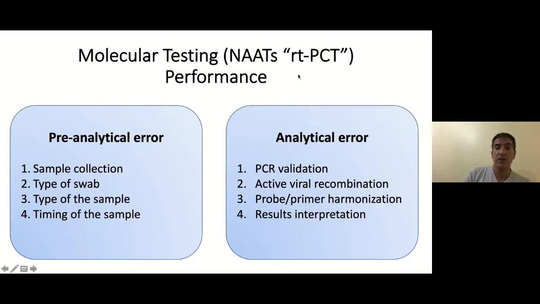When you're talking about the limitations of PCR performance, we can divide them into pre-analytical and analytical error. Analytical refers to the kit itself, the test itself. There is a flaw or a malfunction in the test. But the most important thing here is the pre-analytical error.